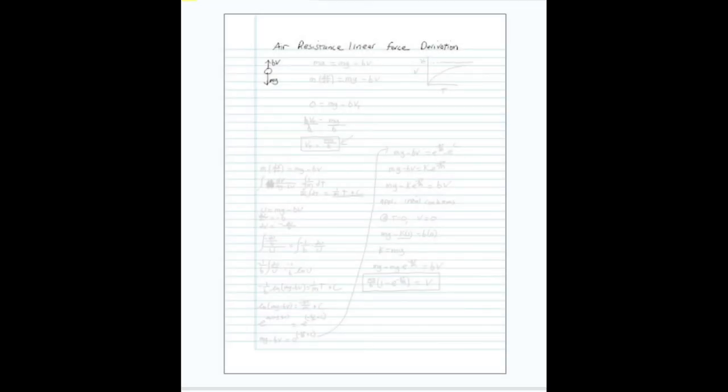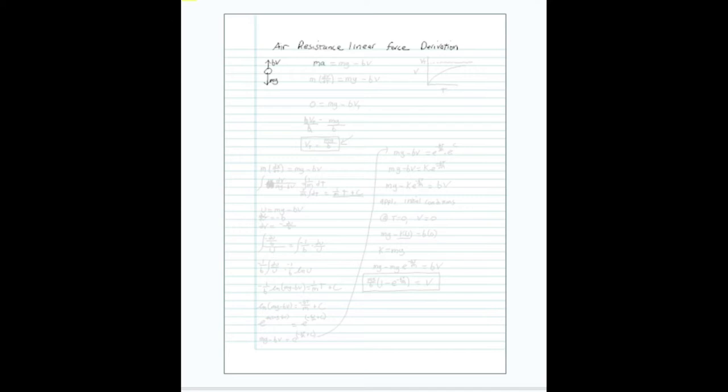Okay, so in this example, we're going to look at a situation where we have an object falling with air resistance, and we're going to make the assumption that the air resistance force is directly related to the velocity. So a constant times v gives you the air resistance force. We want to start out by looking at the diagram and writing out Newton's second law for that situation.